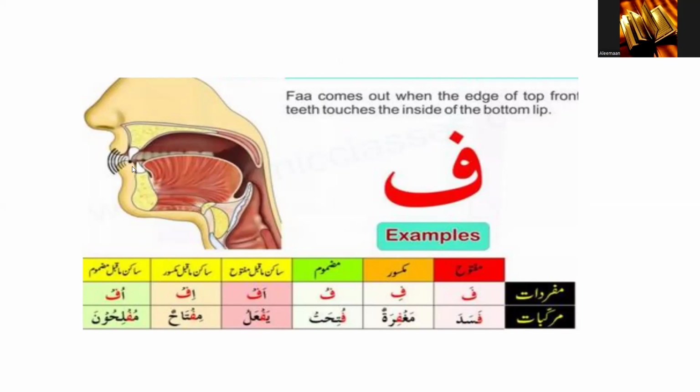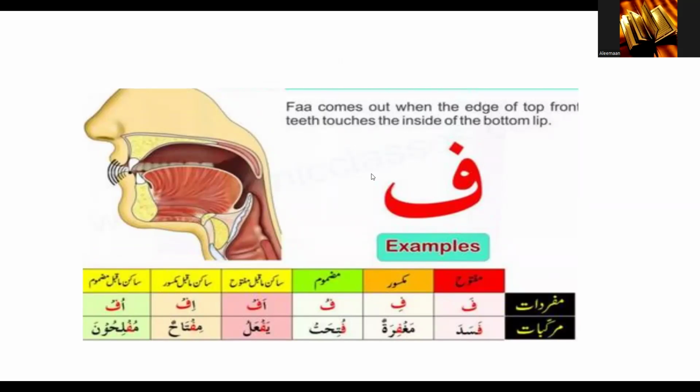So fa is pronounced. Fa is light or heavy? Light. Exactly, fa is light. And its articulation point is muhakkak, fixed, or muqaddar? It is muhakkak, fixed.